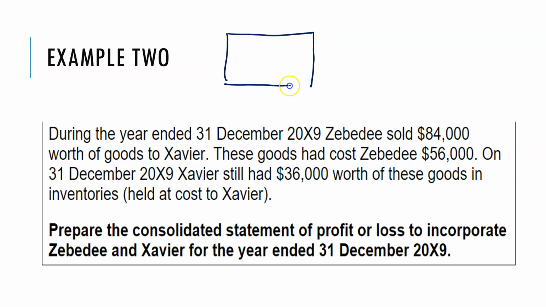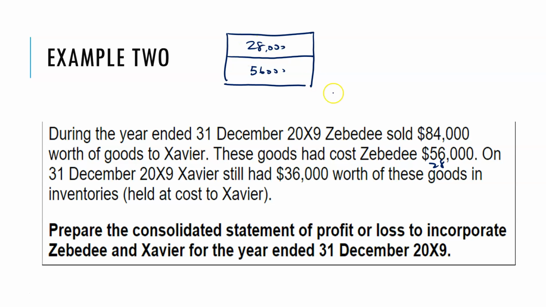Zebedee sold 84,000 worth of goods. It says these goods had cost Zebedee 56,000. So Zebedee got these goods for 56,000 and sold them to this other party for 84,000, basically making a profit of 28,000. Where's my calculator? I can't believe I can't do that just by looking at it. Yes, 28,000.